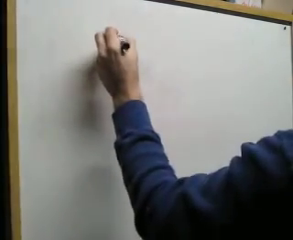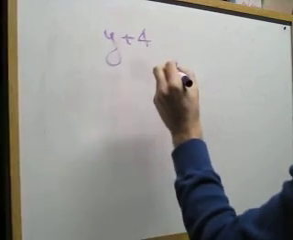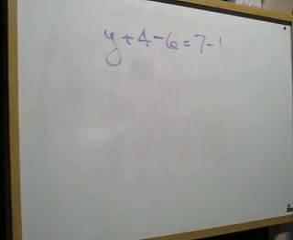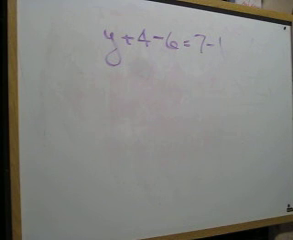So let's continue along with some of this. The next example is y plus 4 minus 6 equals 7 minus 1. Alright, so first thing we're going to do is our combining like terms, putting things together that are similar. And we'll finish this problem on the next video on 4.2b.